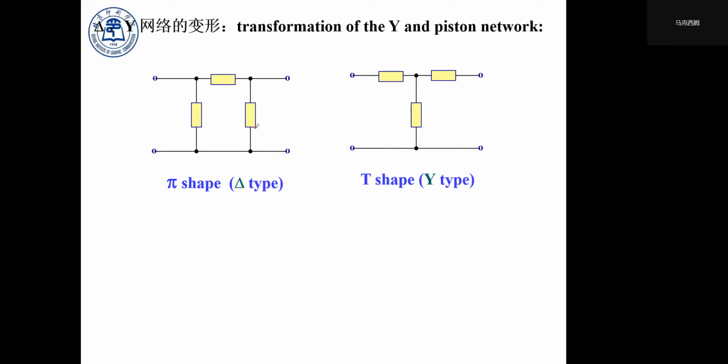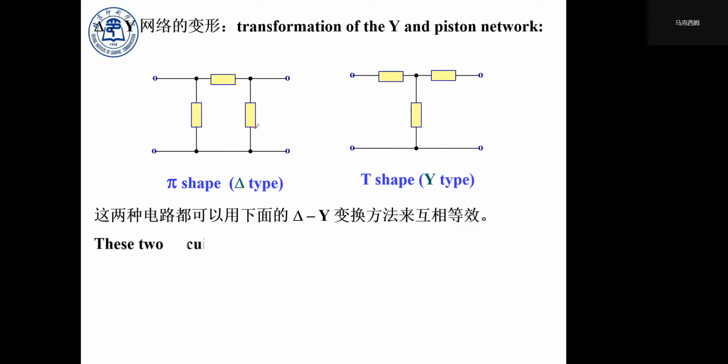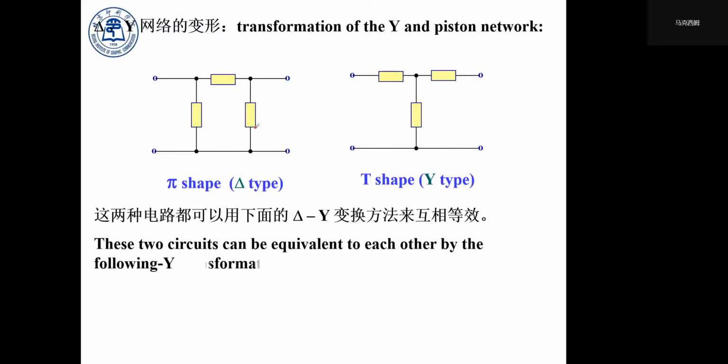To make sure that those two kinds of three-terminal network behave equivalently to each other, we have to make sure that the current from each terminal should be identical, and the voltage between any two pairs of the three terminals equals the voltage between that pair of the transformed network.